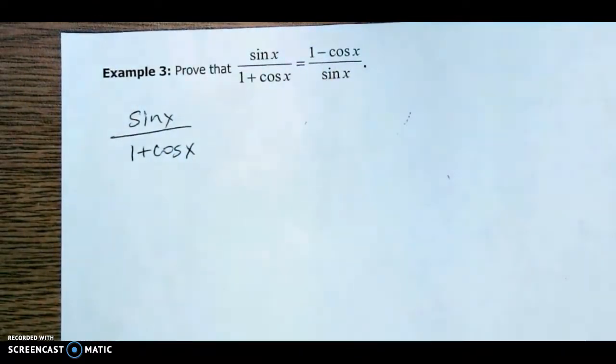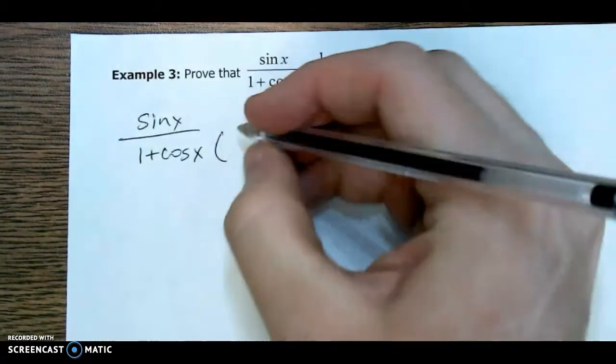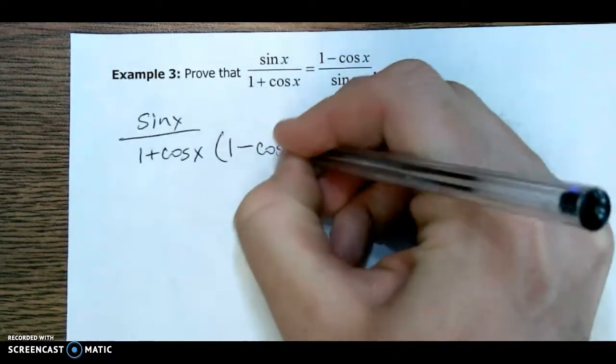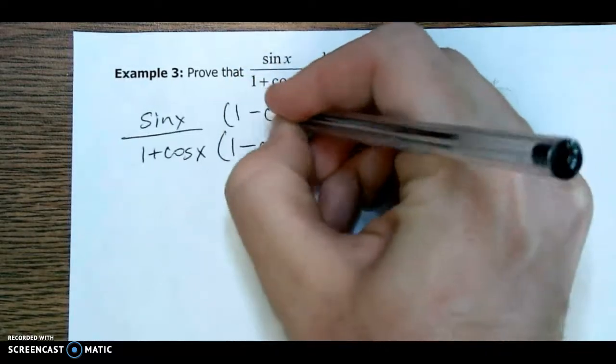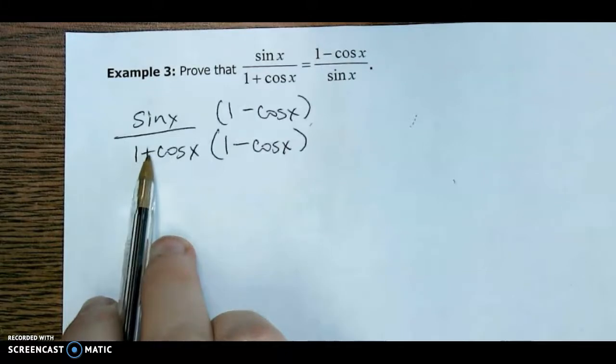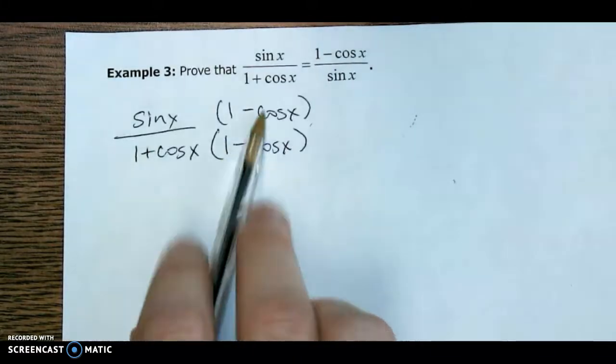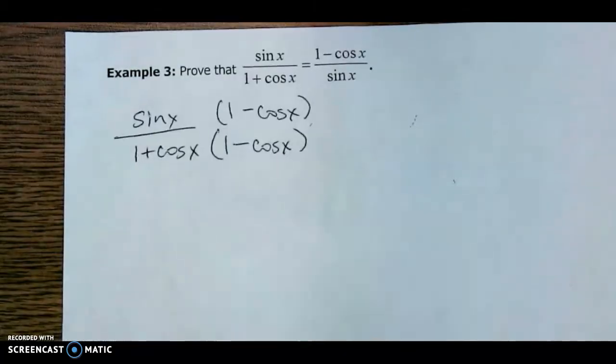In example 3, we have sine over 1 plus cosine, and at the end we have 1 minus cosine, which is the conjugate. So we're going to multiply top and bottom by the conjugate, which means you take the part of the fraction that has two pieces, and you just change the sign in the middle. So instead of plus, you change it to minus. Now we do it on top and on bottom to keep the fraction balanced.